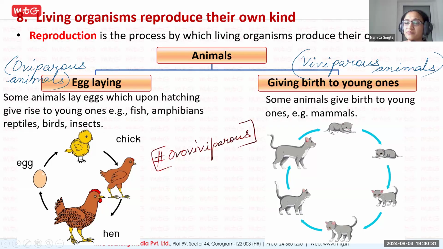Now the animals which give birth to young ones are called mammals. Human beings are also included. They directly give birth to young ones. There are two exceptions. Till now there are two exceptions of mammals which do not give birth to young ones. Can Arohi give me those examples of exceptional mammals which lay eggs?